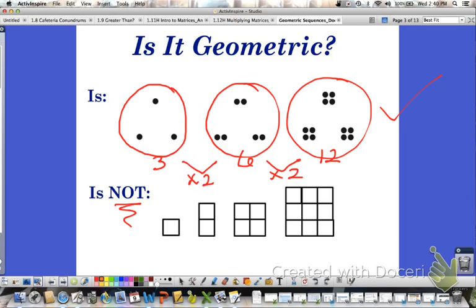The lower one is not. The first image has 1 box in it. The second image has 2 boxes. The third picture has 4 boxes, and the fourth picture has 9 boxes. Again, whereas it appears that maybe we're multiplying as the picture pattern grows, we're not multiplying by the same amount, because 4 times 2 does not give you 9. So this one is not a geometric sequence picture pattern.